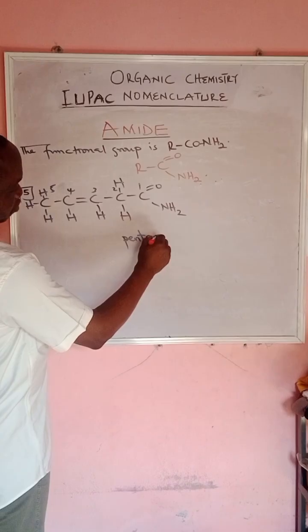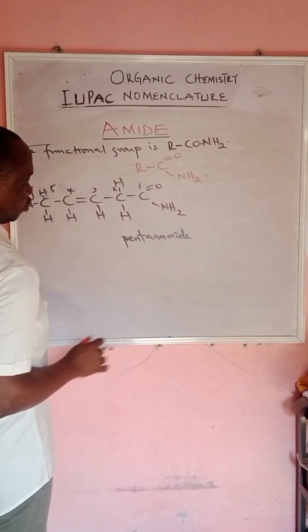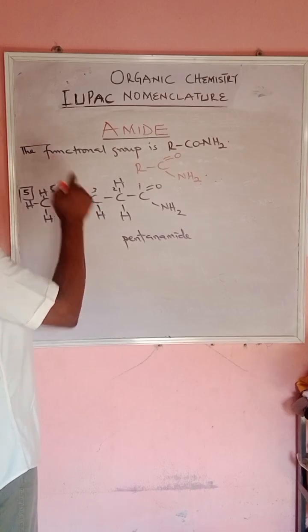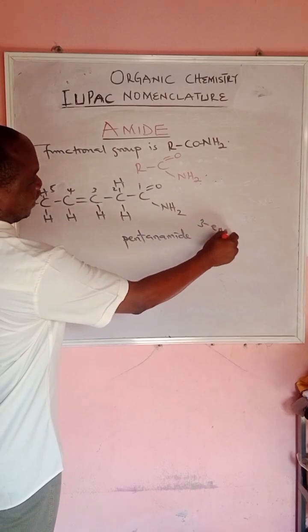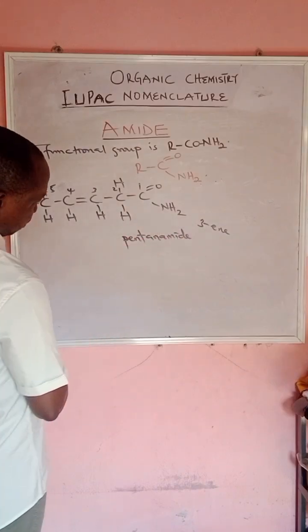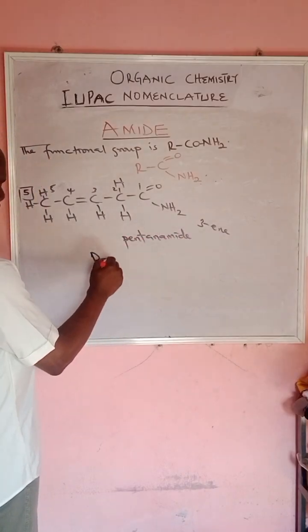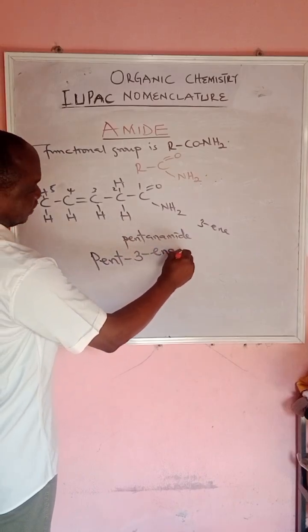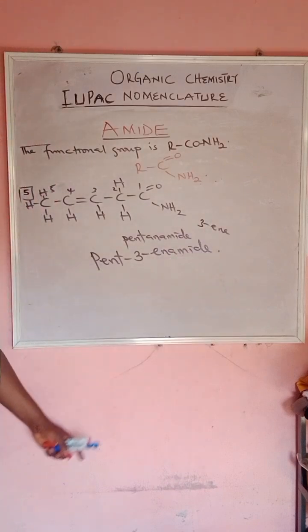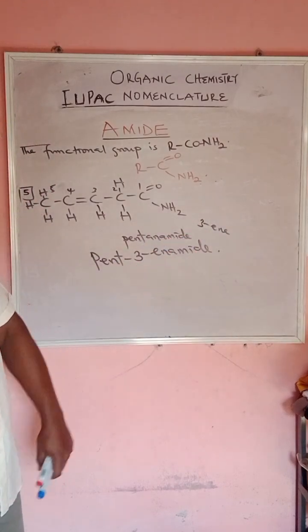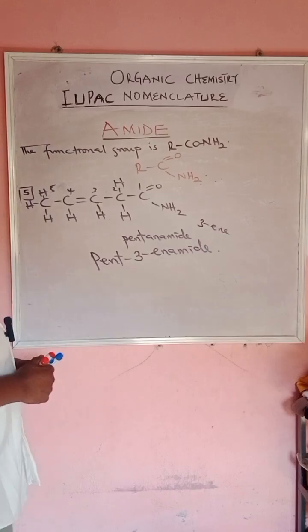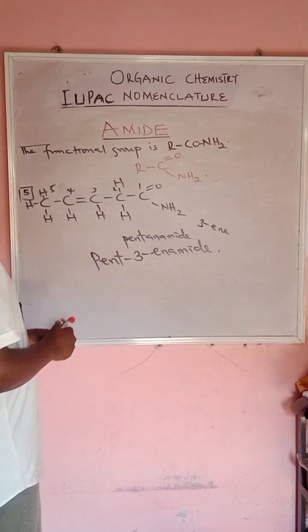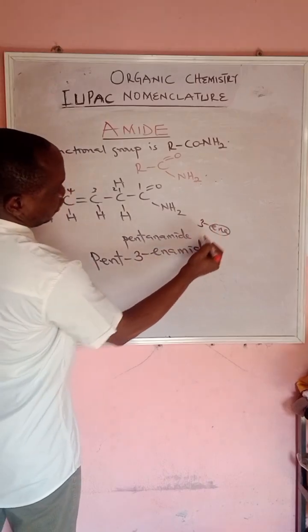Yet the double bond is between carbon 3 and 4, you take 3. So we have 3-ene and pentanamide. So if you want to name this, it will be pent-3-enamide. Just put E here. Pent-3-enamide. Take note of that. That's the name. So we have combined 2 functional groups, alkene and amide together. Take note of that.